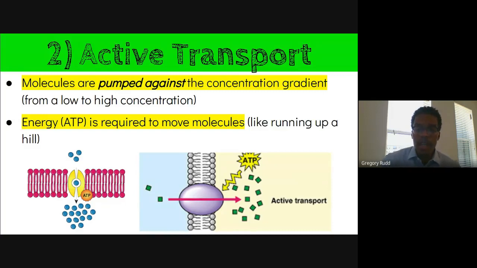So these molecules are actually moving against their concentration gradient. So instead of going from high to low, in active transport, they're going from low concentration to high concentration. And this is what requires energy.